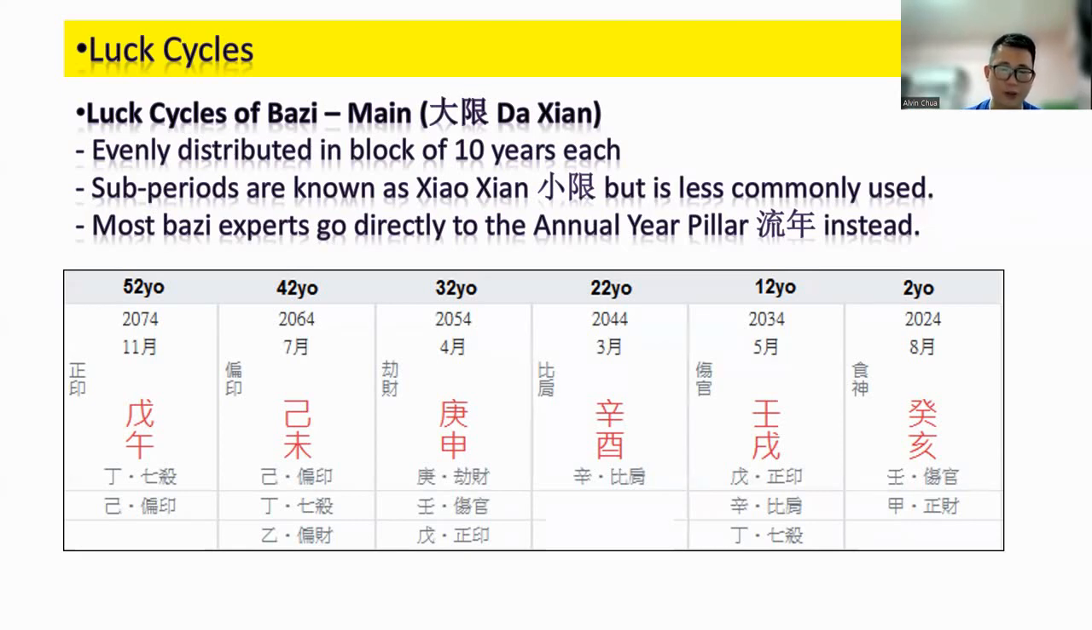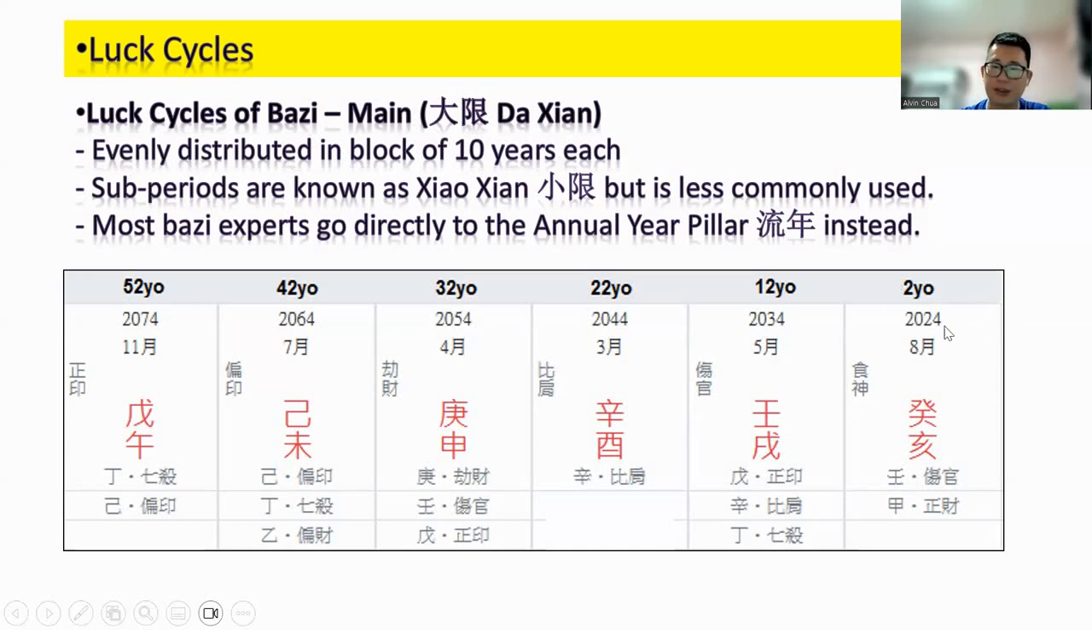If you're looking for romance, what is the period that is suitable for romance? When will you expect a career rise? All that, you have to look at the luck cycle. For the 八字 system, the 大限 is evenly distributed in blocks of 10. So you can look at the chart here.